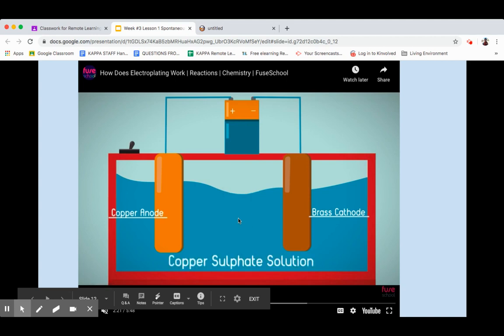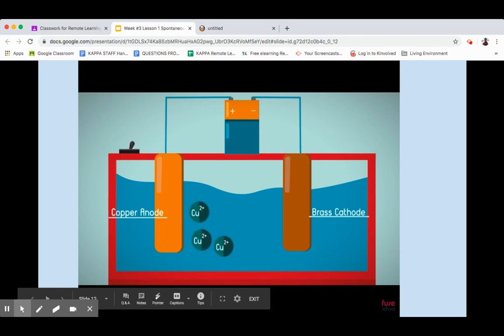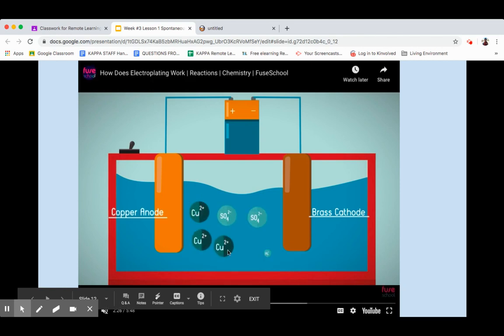So in the copper-based solution, which is copper sulfate, you'll have copper ions floating around and sulfate ions floating around. Now, where would the copper ions float to? Would they float to the negative end or the positive end? And where would these sulfate ions float to? The positive end or the negative end? Let's see.